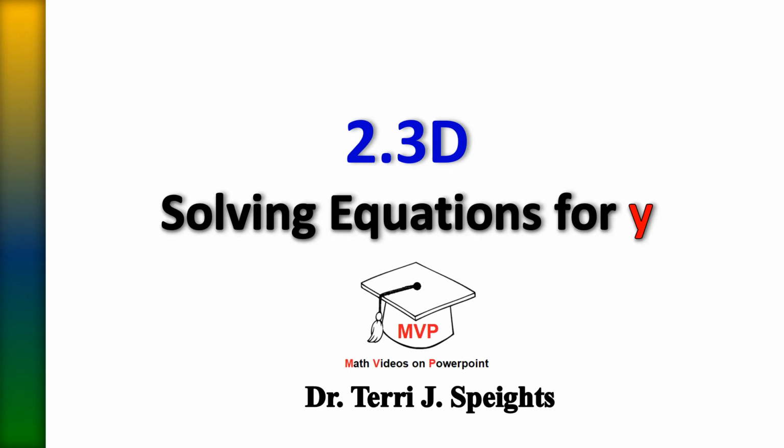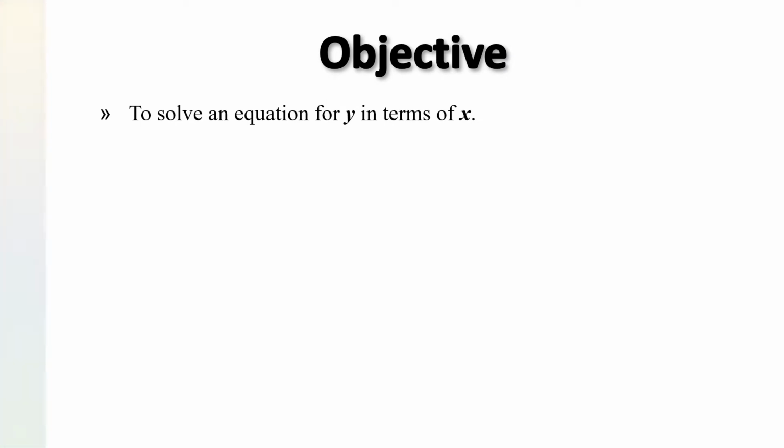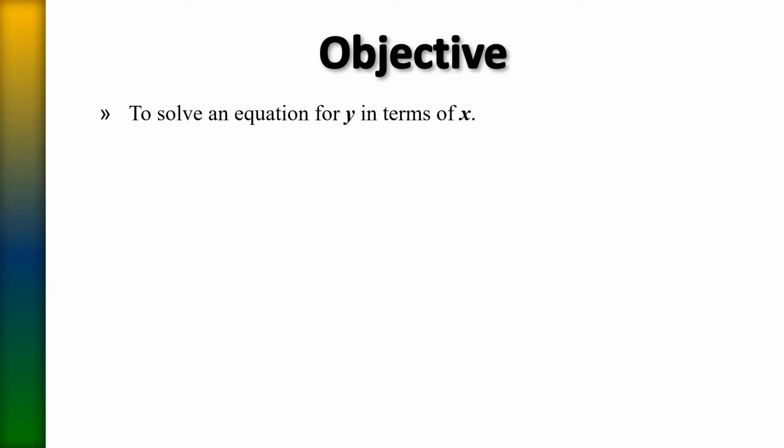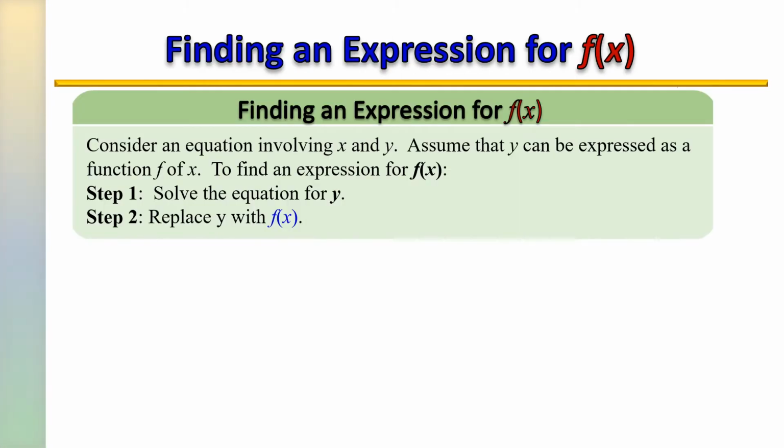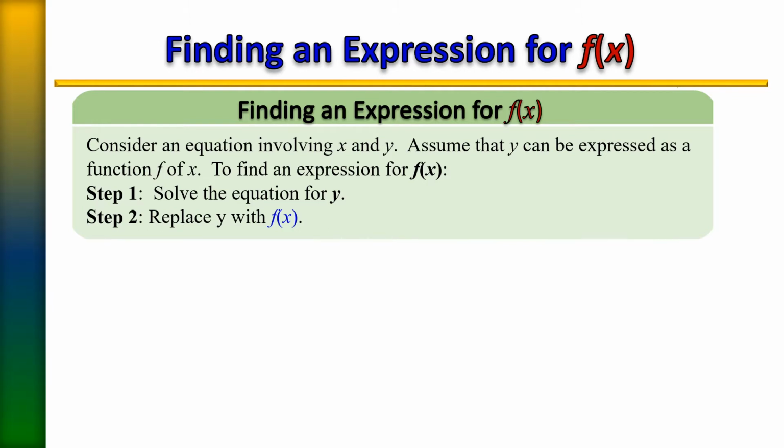This lesson covers completing the square. In this lesson, we're going to solve an equation for y in terms of x, finding an expression for f of x. Consider an equation involving x and y, and assume that y can be expressed as a function of x. To find an expression for f of x, simply solve the equation for y, and then replace y with f of x at the end.